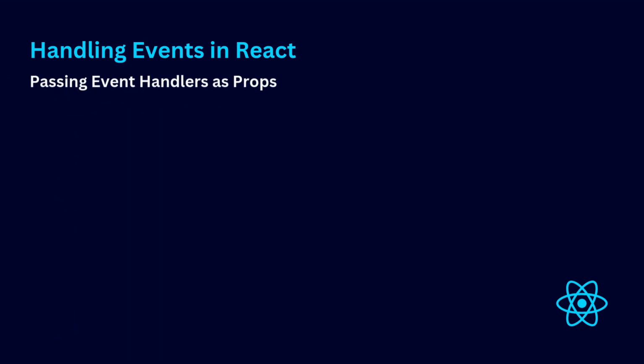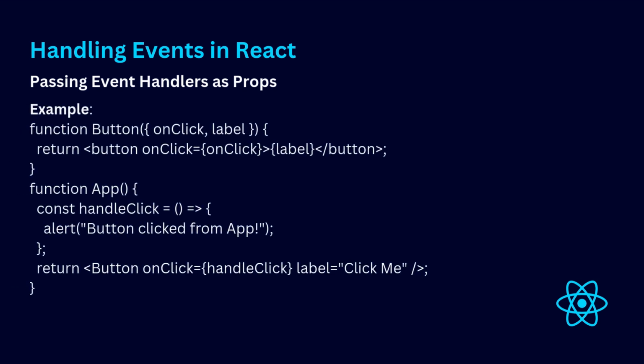You can pass event handlers as props to your custom components. This makes your components reusable. Example: function Button({ onClick, label }) { return <button onClick={onClick}>{label}</button> }. Then define the button and use it like this: <Button onClick={handleClick} label="Click me" />. The Button component doesn't know what handleClick does. It just runs when it is clicked. That's how you keep logic and representation separate, which is a key idea in React.